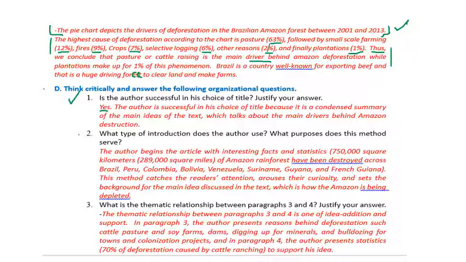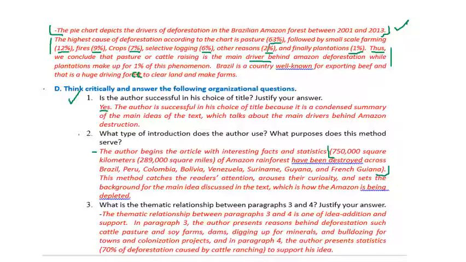Number 2, what type of introduction does the author use? What purposes does this method serve? The author begins the article with interesting facts and statistics. Remember, he said that 750,000 square kilometers or 289,000 square miles of Amazon rainforest have been destroyed across Brazil, Peru, Colombia, Bolivia, Venezuela, Suriname, Guyana, and French Guiana.